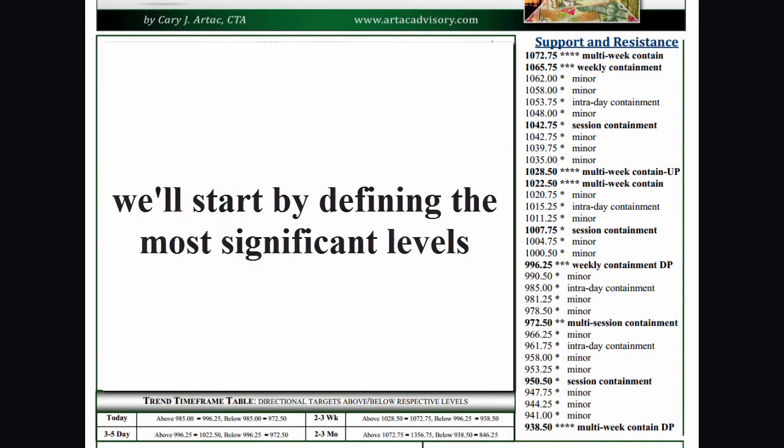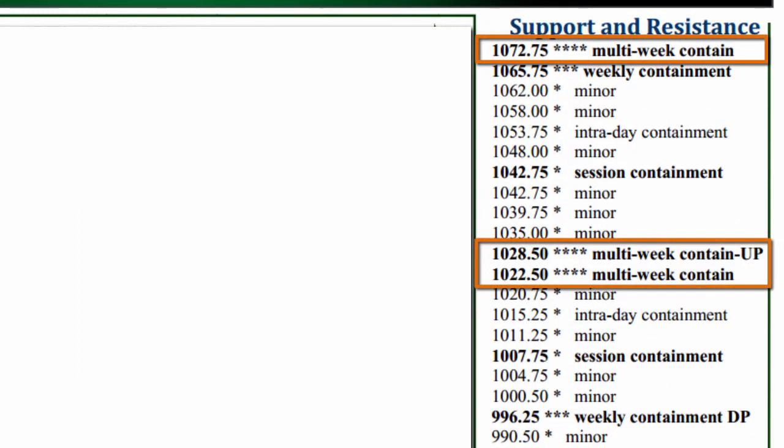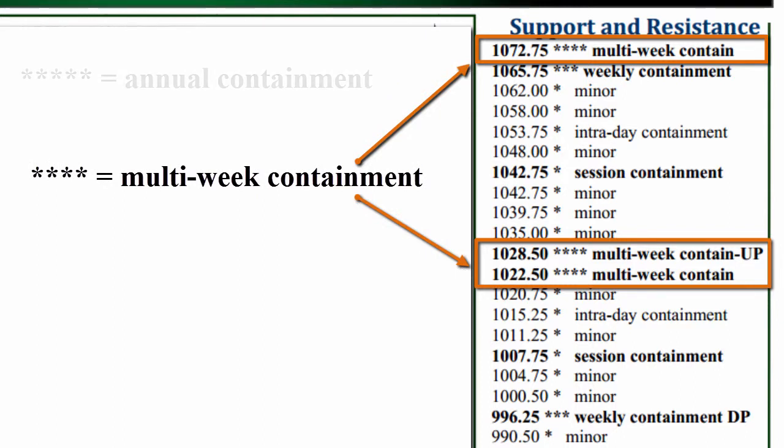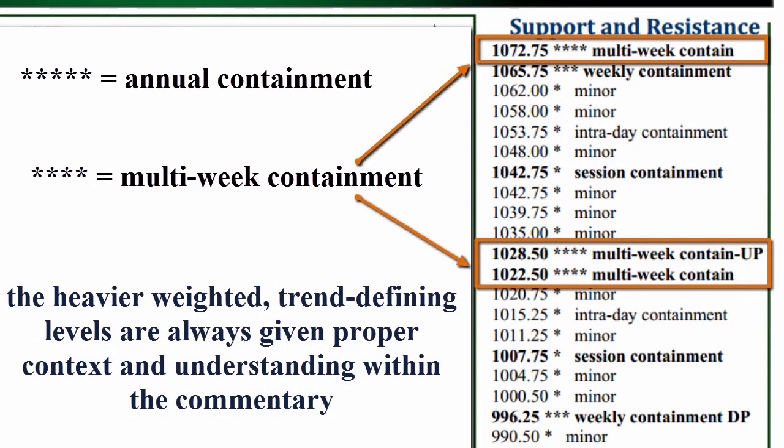We'll start with the most significant levels and move our way down to the weakest. Each technical level is weighted carefully according to its trend-defining significance. The heavier weightings, those of 4 and 5 stars, are those levels considered capable of containing market activity on a monthly or even annual basis. These thresholds are well suited for trend followers and hedgers, allocating positions many weeks or even months into the future. I will always adequately describe the containment potential of the 4 and 5 star level within the commentary, for these are the more trend-defining of any other levels, and given the fact the longer-term trends dominate the overriding behavioral dynamic, they are always in need of full description.